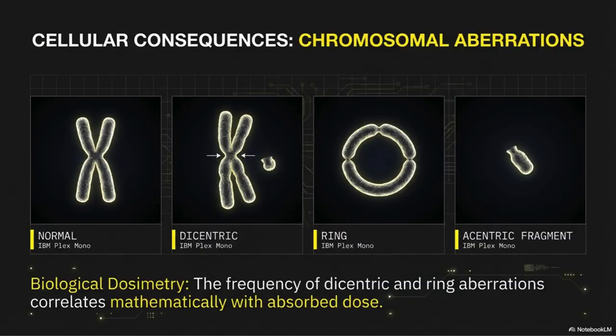When DNA damage is misrepaired, chromosomal aberrations occur. Examples include dicentric chromosomes, ring chromosomes, and acentric fragments. These aberrations are dose-dependent and are used in biological dosimetry, especially in radiation accidents.